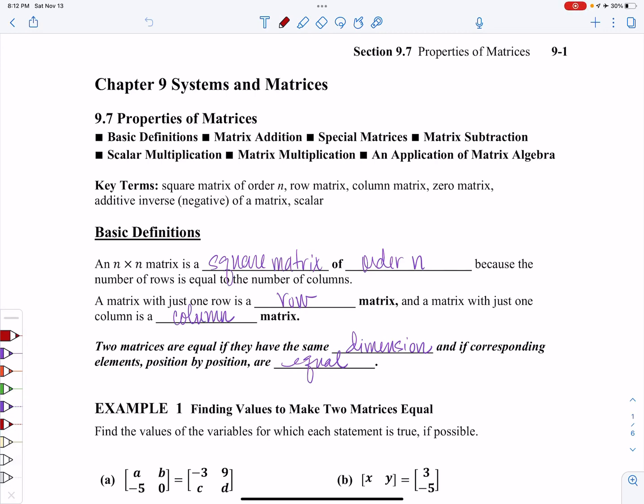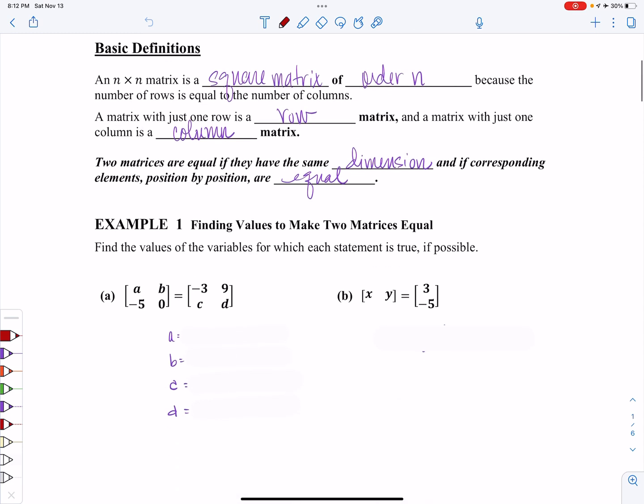Section 9.7, this is going to be all about different types of math that we can do with our matrices. So first of all, let's just get a couple of basic definitions out of the way. If I have a matrix that has the same number of rows as it has columns, this is called a square matrix. Sometimes we say that has an order of n. So if it's a 2 by 2, we would say that the order is 2. And again, the rows is equal to the number of columns.